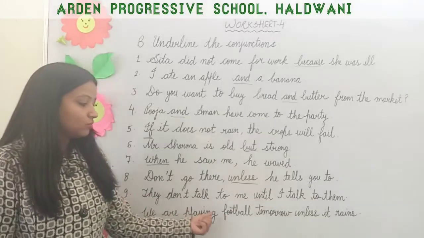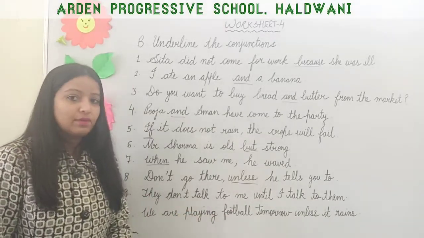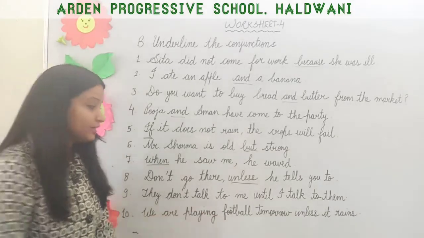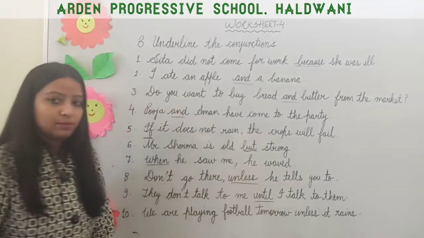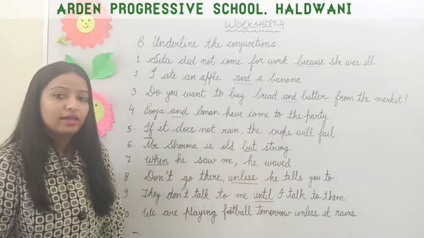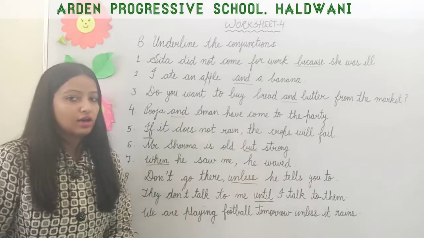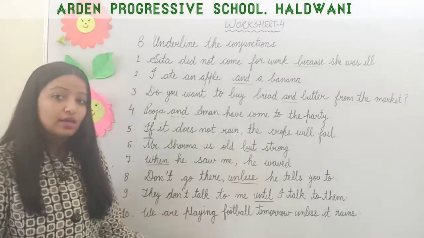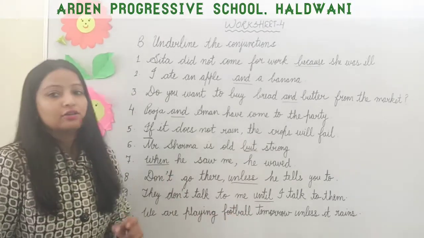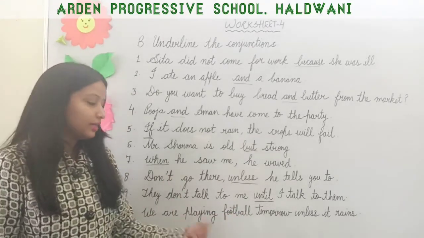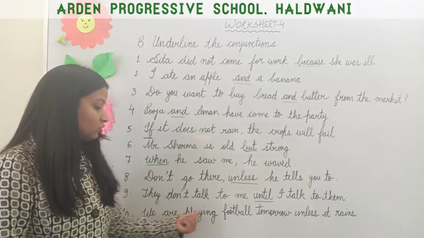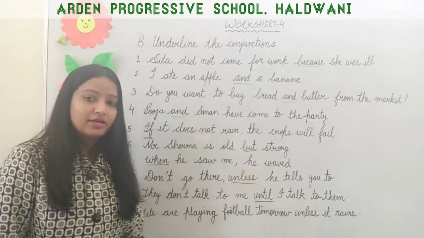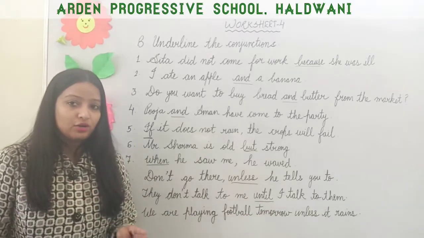"They don't talk to me dash I talk to them." So here we are involving time. They don't talk to me till the time I talk to them. So what is the meaning of until? Up to the particular time. They don't talk to me till the time I talk to them. If I talk, then they will talk to me. So here we have written until. Until means up to the particular time.